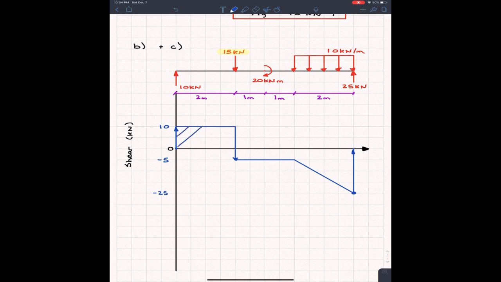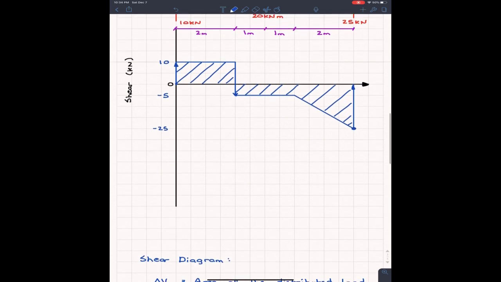So for the shear force diagram, I'm just going to shade it in because we're good to go. I shade it in to really highlight my negative areas, my positive areas, stuff like this. So I'm just going to do this, and we're good. So that's part B, the shear force diagram, and all the points on it are labeled: 10, -5, -25. We're good to go.